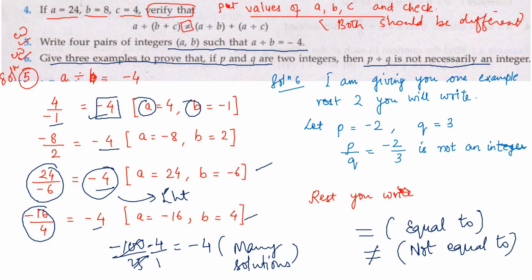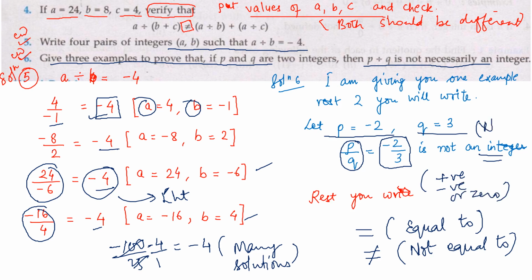You have to think of some integers, like let us say p is minus 2 and q is 3. Then what will be p by q? P by q will be minus 2 by 3. Minus 2 by 3 is not an integer. If you see it, it is a kind of fraction. Actually it's a rational number. I will not talk about rational numbers now, we'll talk about it later. But anyway, it is not an integer. An integer should have either a positive value, a negative value, or 0. It shouldn't be a fraction. So I have written one for you. The rest two are your homework for question number 6.